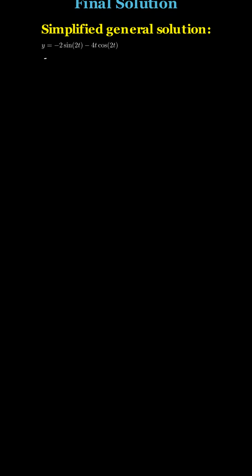We substitute u1 and u2 back into our assumed solution to get the particular solution. Finally, we combine the particular solution with the homogeneous solution to get the general solution. Let's simplify the final expression using trigonometric identities.